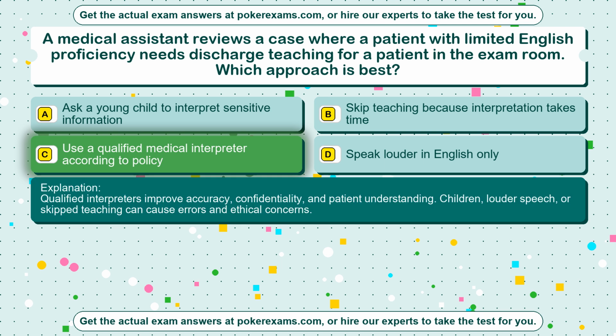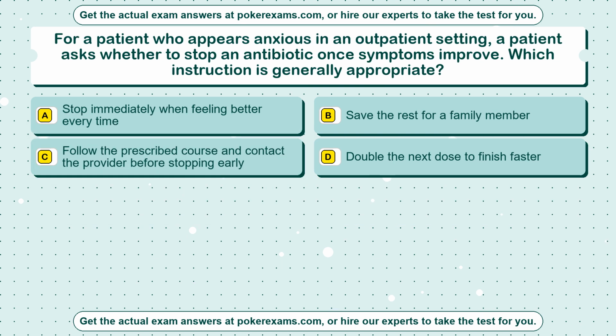Qualified interpreters improve accuracy, confidentiality, and patient understanding. Children, louder speech, or skipped teaching can cause errors and ethical concerns. Question 85. For a patient who appears anxious in an outpatient setting, a patient asks whether to stop an antibiotic once symptoms improve.